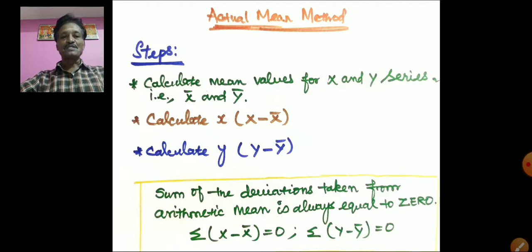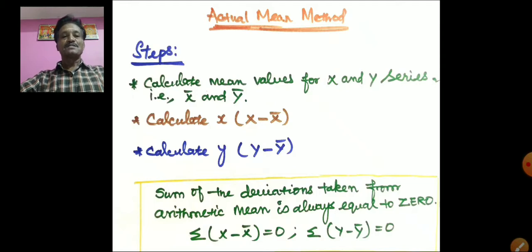Here, dear student friends, you are estimating small x and small y with the help of x bar and y bar, right? If you take the total of small x and small y, definitely these two totals are equal to 0. That is one of the mathematical properties of arithmetic mean. The sum of the deviations taken from arithmetic mean is always equal to 0.